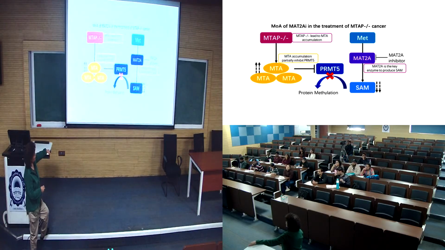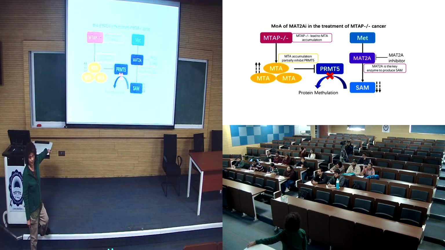The other option is that you inhibit MAT2A. MAT2A is responsible for the synthesis of SAM. If there is no SAM, PRMT5 cannot use it. Basically, it has the same impact. Are you guys following me?